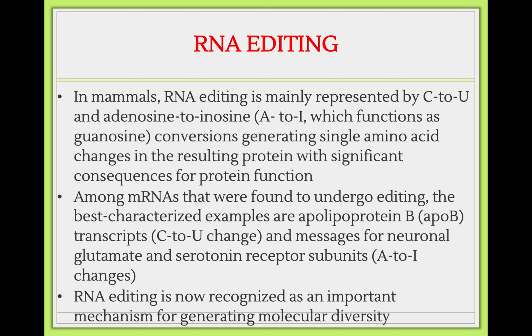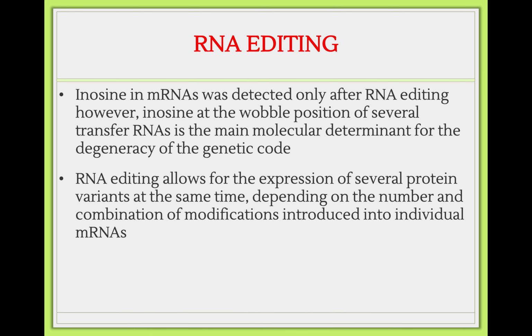So RNA editing is of course now recognized as an important mechanism for generating molecular diversity, and this has been made possible and utilized widely in CRISPR technology. So inosine in mRNAs was detected only after RNA editing. However, inosine at the wobble position of several tRNAs is the main molecular determinant for the degeneracy of the genetic code.